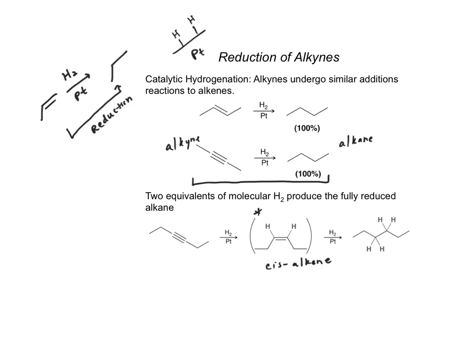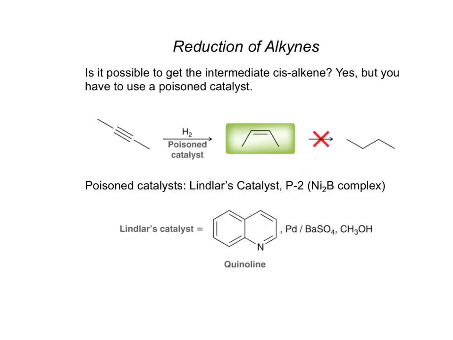So we can't do that with hydrogen and platinum. We're going to do that instead with something called a poison catalyst. Again, the purpose of this is taking an alkyne and producing a cis-alkene, not fully reducing it to the alkane. So we can do that, except now the reagents are going to be hydrogen again, but we have to use a poison catalyst. And we have a couple of options for the poison catalyst.